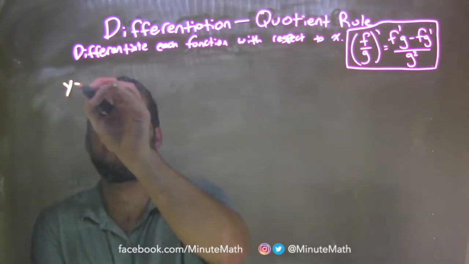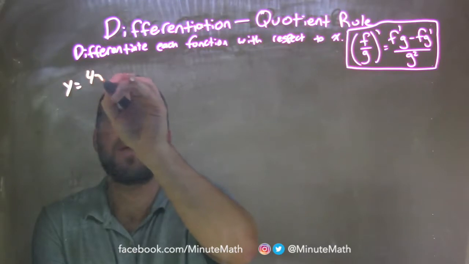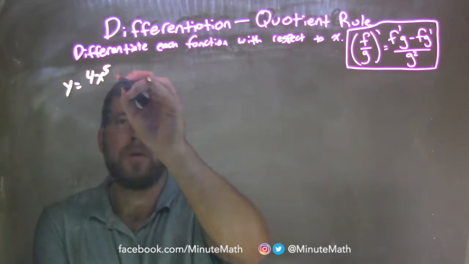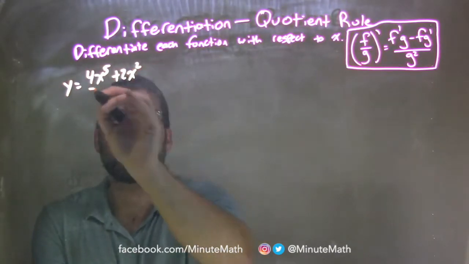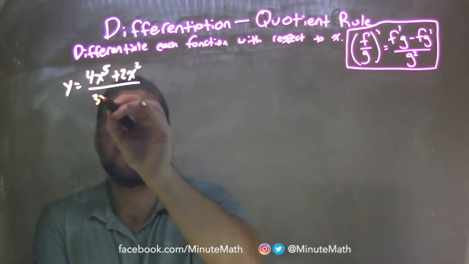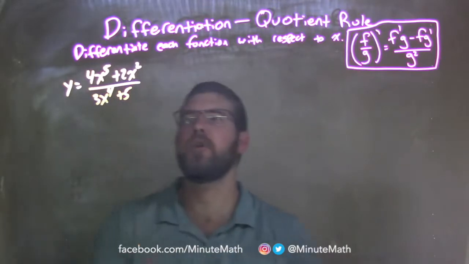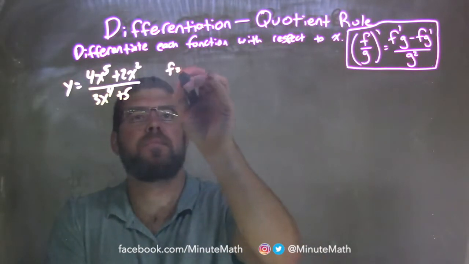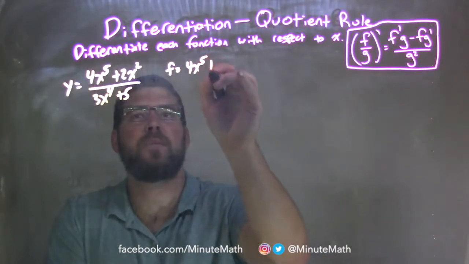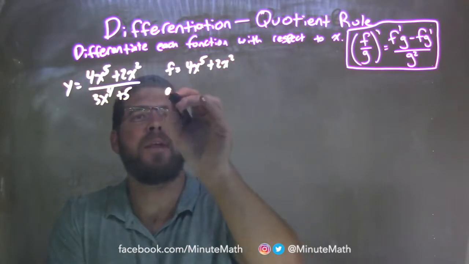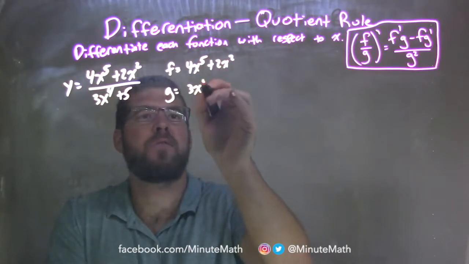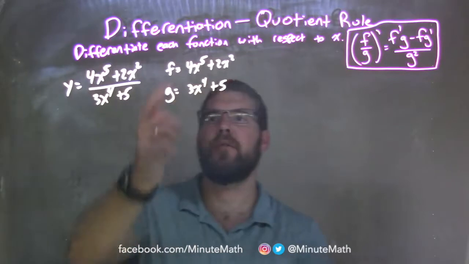Y equals 4x to the 5th plus 2x squared all over 3x to the 4th plus 5. Well, I'm going to label my numerator f, which is 4x to the 5th plus 2x squared, and my denominator g, 3x to the 4th plus 5. So now I have f over g.